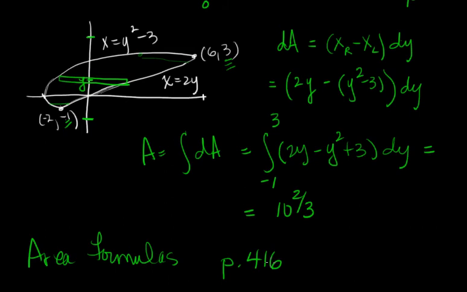And I always do that by asking myself, will a vertical rectangle always have its top and bottom on the same curve, no matter where I draw it in the interval? Or will a horizontal rectangle always have its right end and left end on the same curve, no matter where I draw it in the interval on the y-axis? You have to decide which formula you want to use.